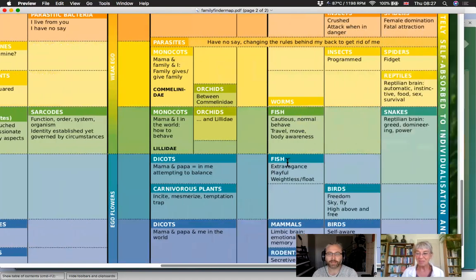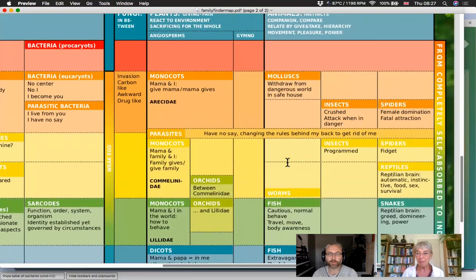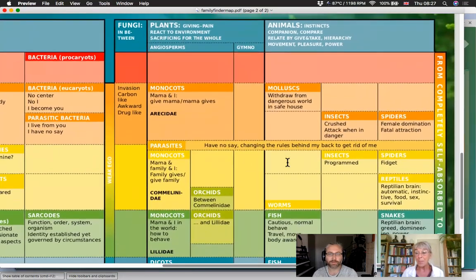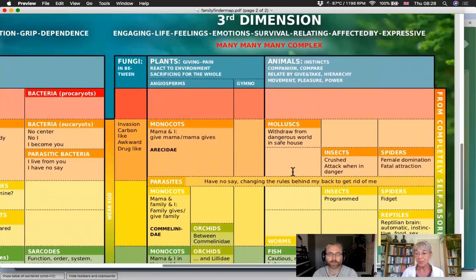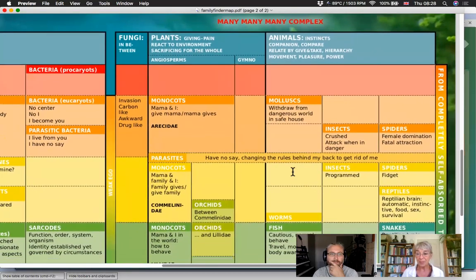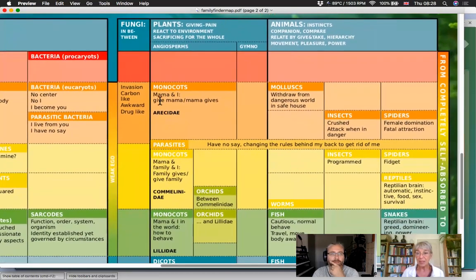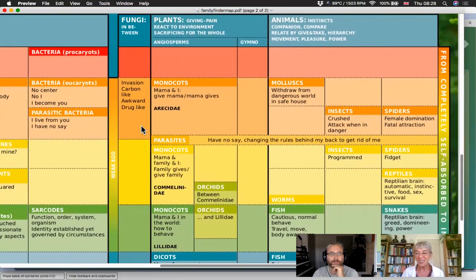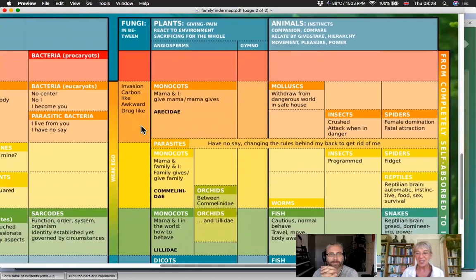And so over here in the third dimension, obviously there's more complexity, looking at the different groups. So maybe we can walk through it. We have an in-between stage with the fungi. What's your take on that? Well, still working on it. I have to say the map is a work in progress, of course.